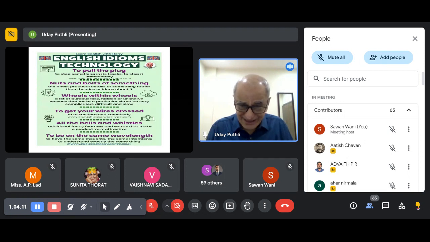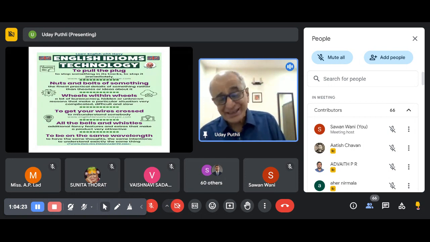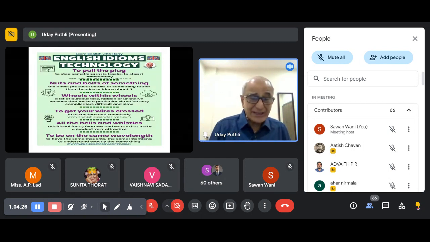Wheels within wheels. Well, I don't know if this was discussed in that video, but something similar was discussed. There's a lot of bureaucracy. He talked about greasing the wheels. Now, here is wheels within wheels. This is not bribing. If you see the way bureaucracy is, there are so many layers to it. There are so many layers to it.